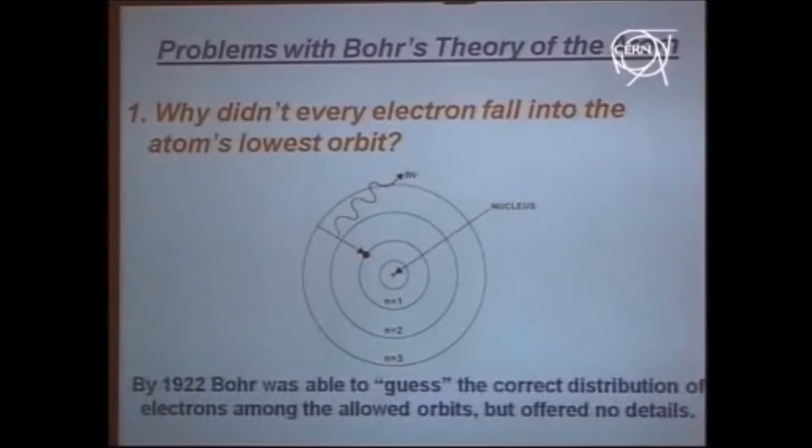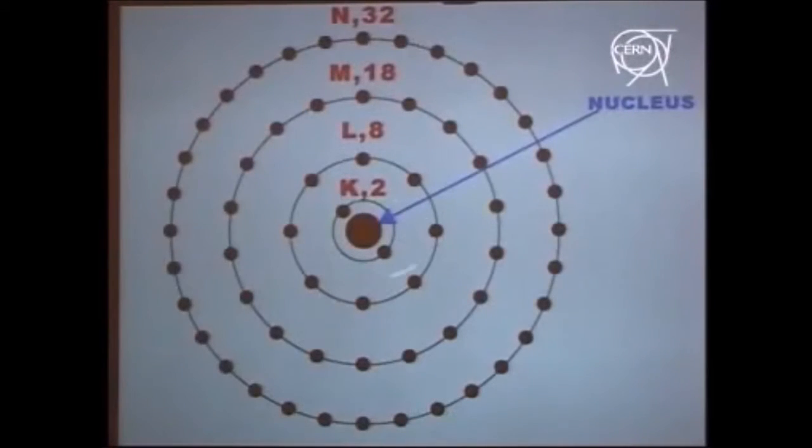Well, in 1922, Bohr offered a guess at the correct distribution of electrons in the allowed orbits, but he offered no details. And it goes like this. In the innermost orbit or shell, labeled K, there are 2 electrons, then 8, 18, 32. In other words, it's a series in 2 times n squared, where n is the principal quantum number.